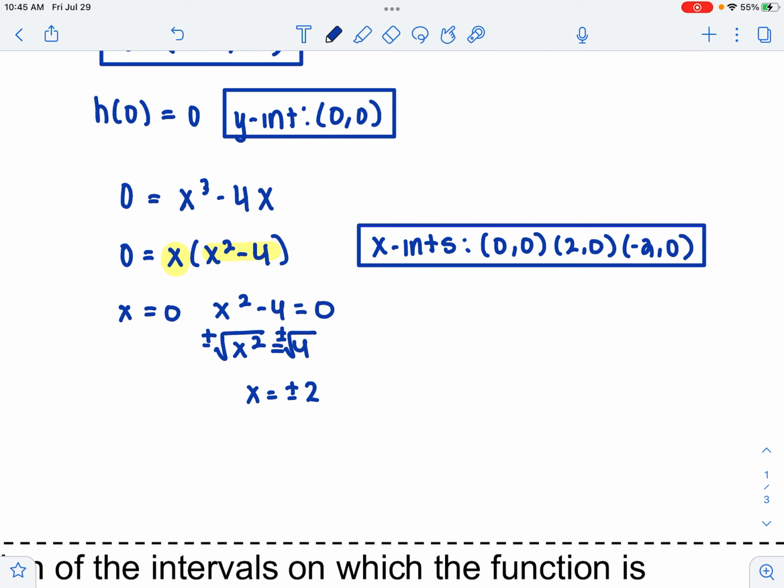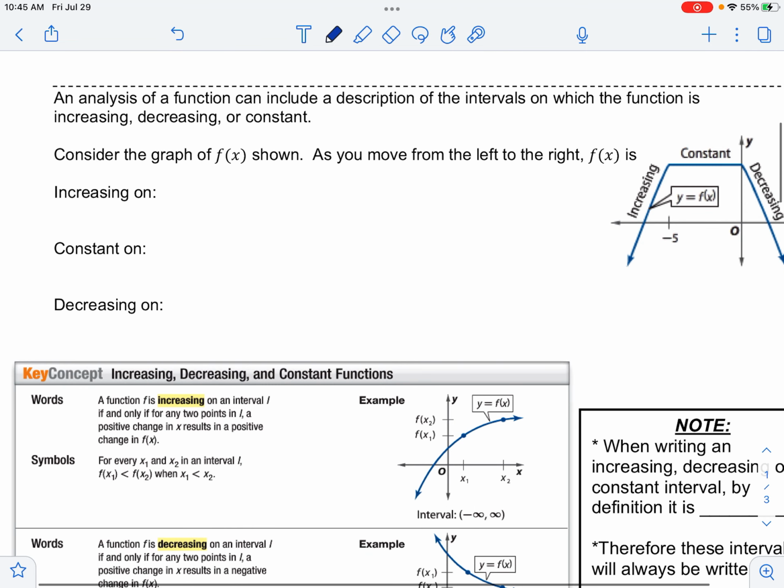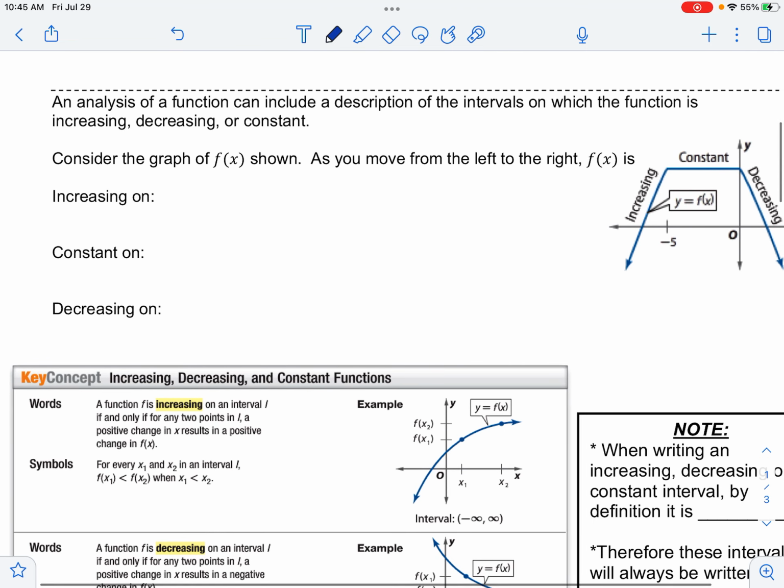Okay, let's move on to our notes here, which once again is on increasing, decreasing, and extrema. So first off, it says here, an analysis of a function can include a description of the intervals on which the function is increasing, decreasing, or constant. Consider the graph of f of x shown, that's the graph to the right there. As you move from left to right, f of x is... So whenever you're looking for increasing, decreasing, and constant, you are moving your eyes from left to right, okay?